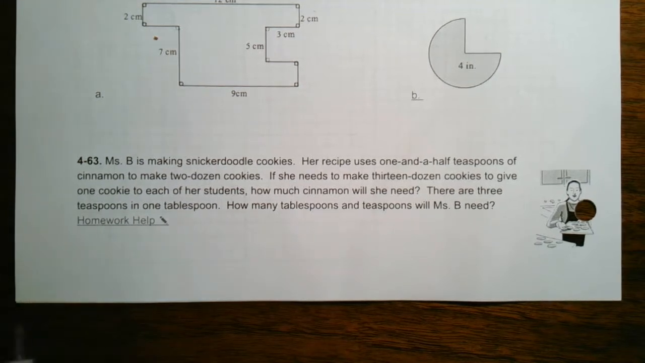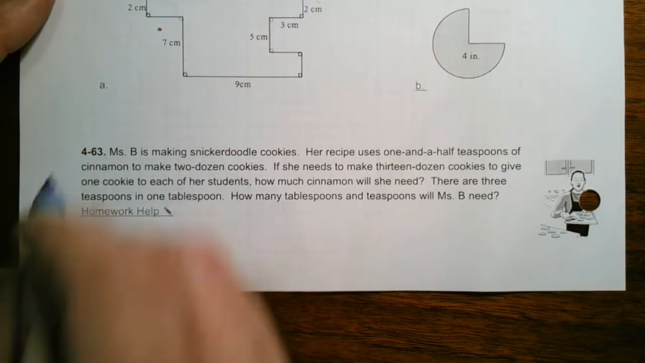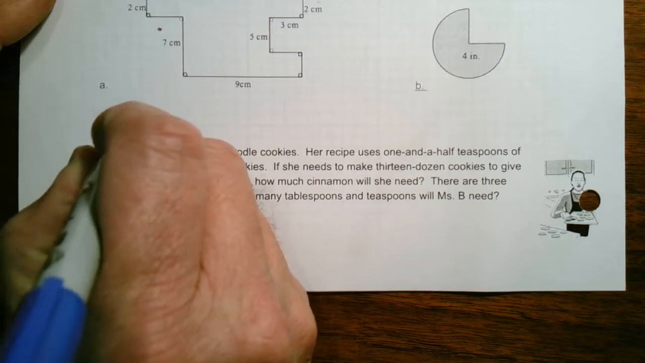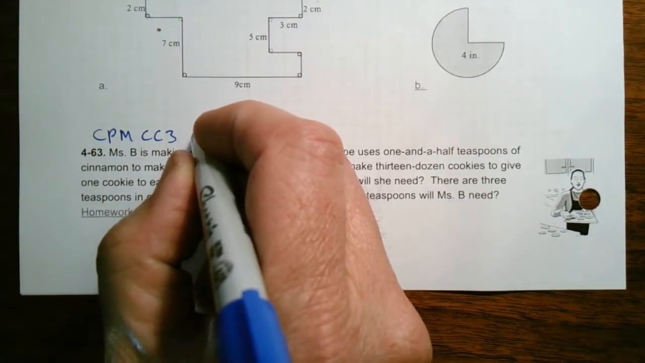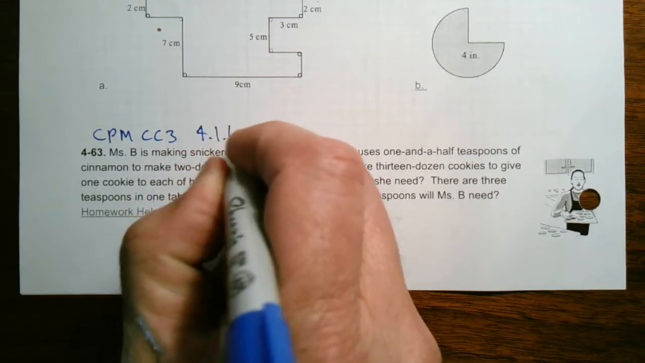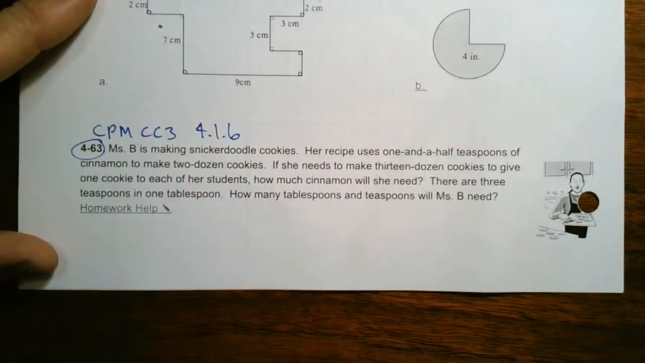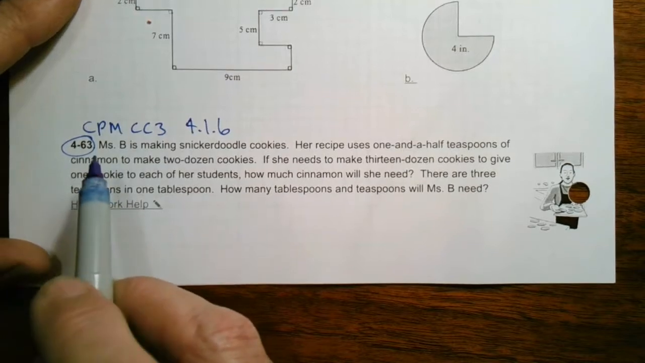We are looking at a problem that has to do with rates, ratios, proportions, and finding information based on that. So this is a problem from CPM, course 3, section 4.1.6, specifically number 4-63. So I'll read it and we'll go through it.